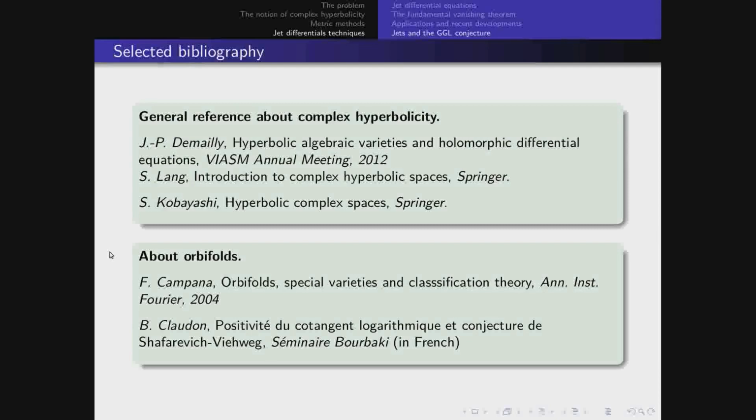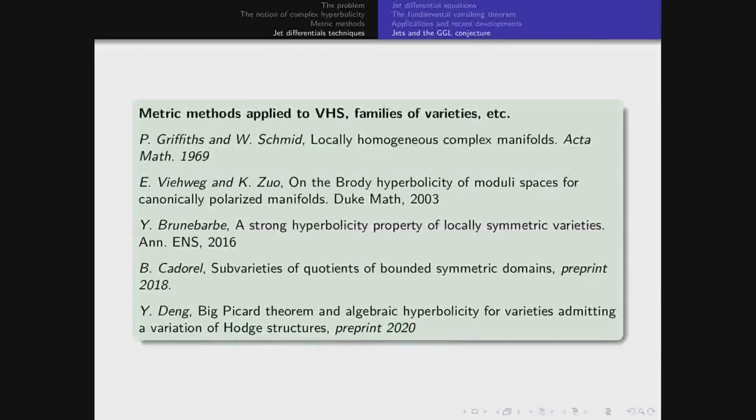Concerning orbifolds, if you want to learn more about them, the first article here is a standard reference. And if you are able to read French, the Séminaire Bourbaki given by Benoît Cadorel is also a very good reference for Campana's theory of orbifolds. It's a very good starting point. About metric methods that apply to variations of Hodge structure, families of varieties, questions of bounded symmetric domains, I can give you only finitely many articles among the very many which exist in the subject, and again I have no pretension for exhaustivity.